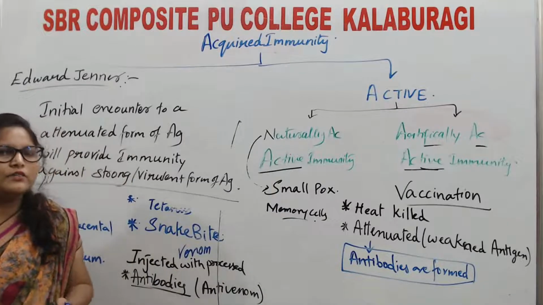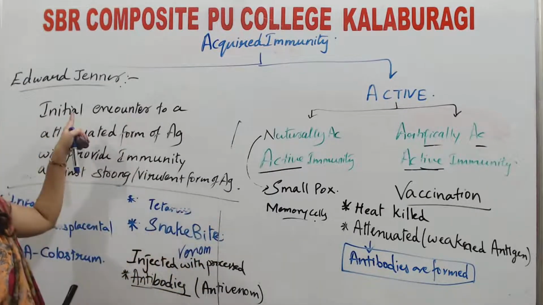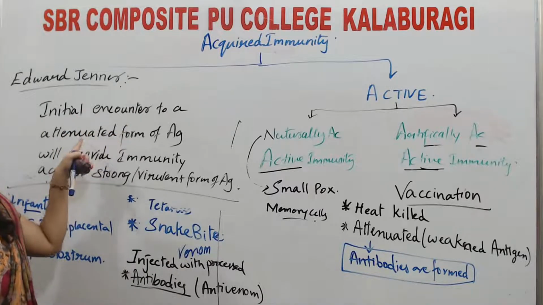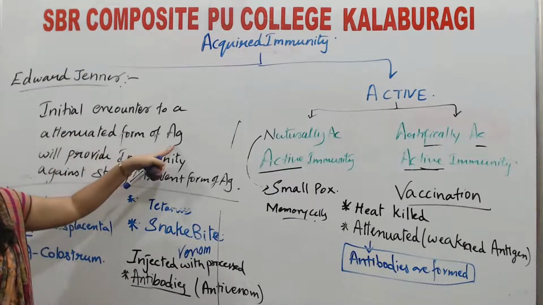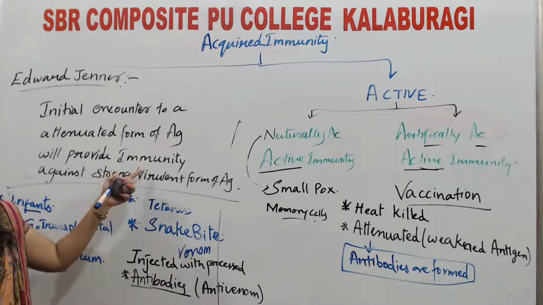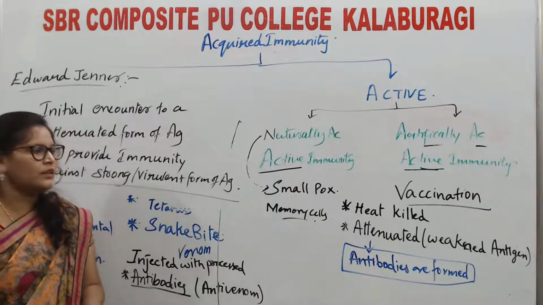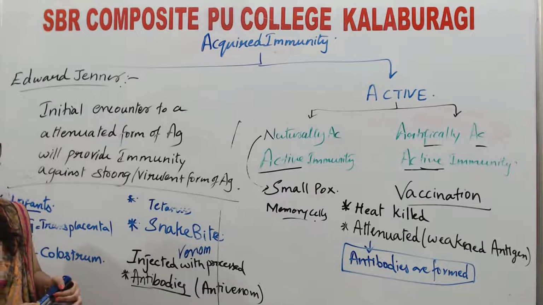See, in vaccination, we are not provided with antibodies but with antigen. That means when we are initially exposed to the attenuated pathogen, in the subsequent encounter it will provide immunity against the stronger virulent form of antigen. That is vaccination.